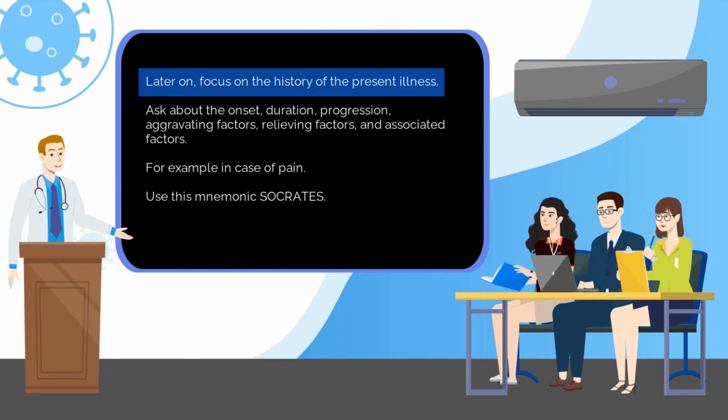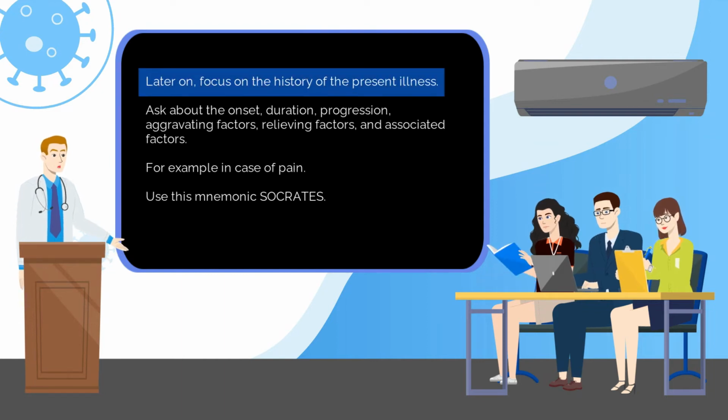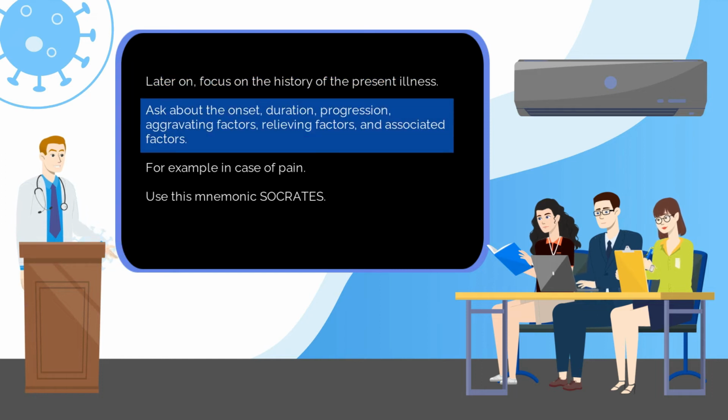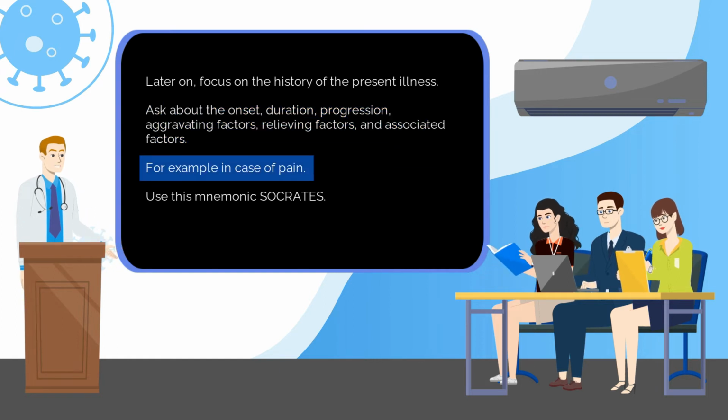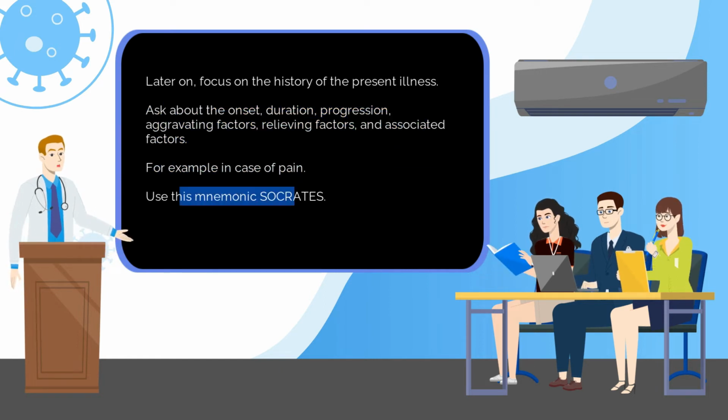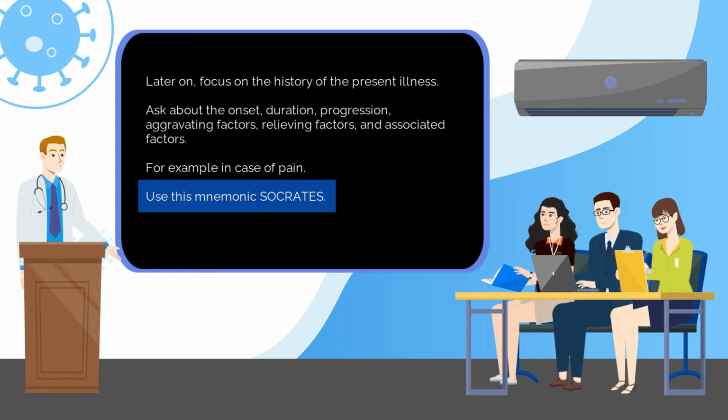Later on, focus on the history of the present illness. Ask about the onset, duration, progression, aggravating factors, relieving factors, and associated factors. For example, in case of pain, use this mnemonic SOCRATES.